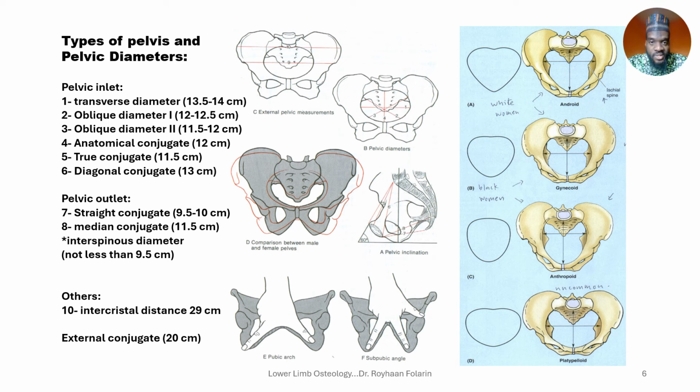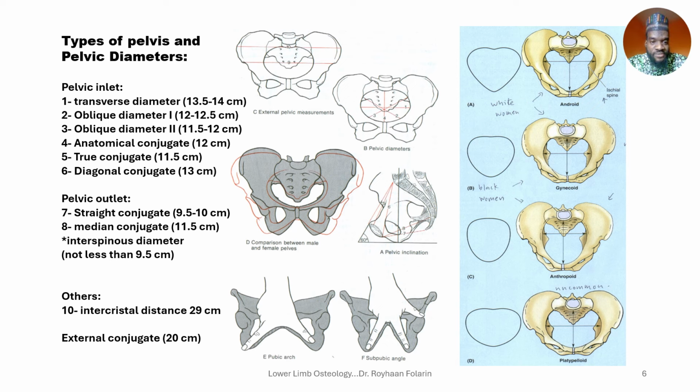11.5 centimeters. So it's an important tool for assessing fetal passage as well. It measures from the same sacral promontory down to the posterior surface of the pubic symphysis. This is the minimum anterior posterior dimension that is required for the fetal head to pass. So it plays a lot of role.